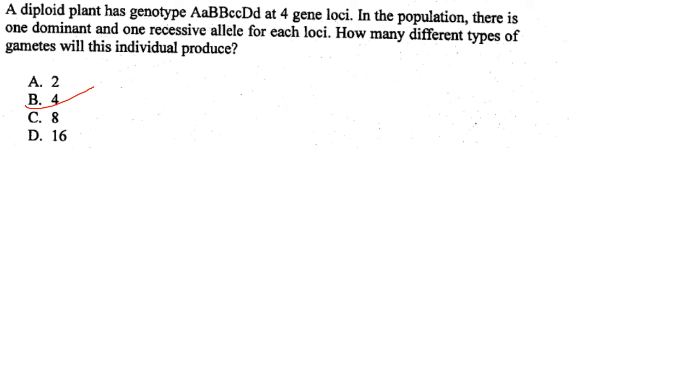So coming to the next question, a diploid plant has genotype capital A small a, capital B small c, capital D small d at 4 gene loci. In the population, there is one dominant and one recessive allele for each loci. How many different types of gametes will this individual produce? So you have got the formula for calculating the number of gametes, that is 2 raised to n, where n is the number of heterozygotes in the given genotype. So here they have given two heterozygous loci, that is capital A small a and capital D small d. So substituting in the formula, 2 raised to n is equal to 2 raised to 2, that is 4. So answer is option B, 4.